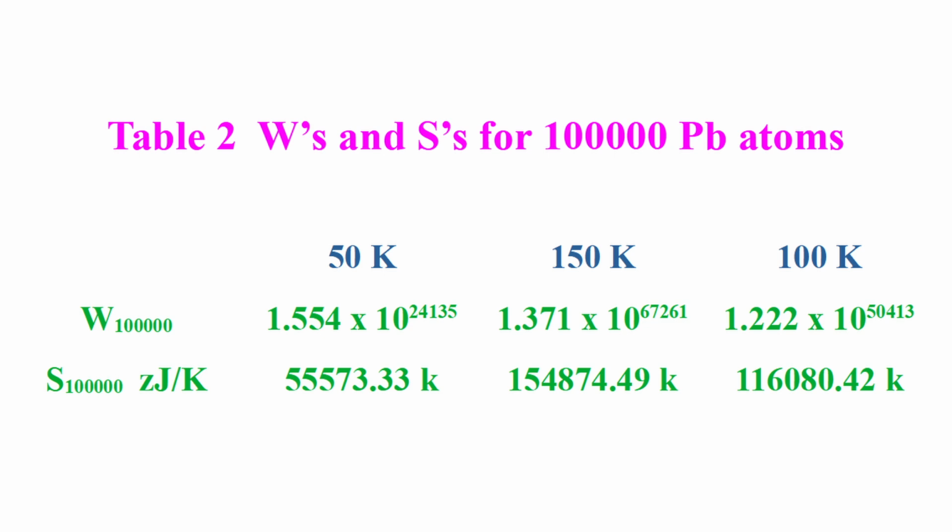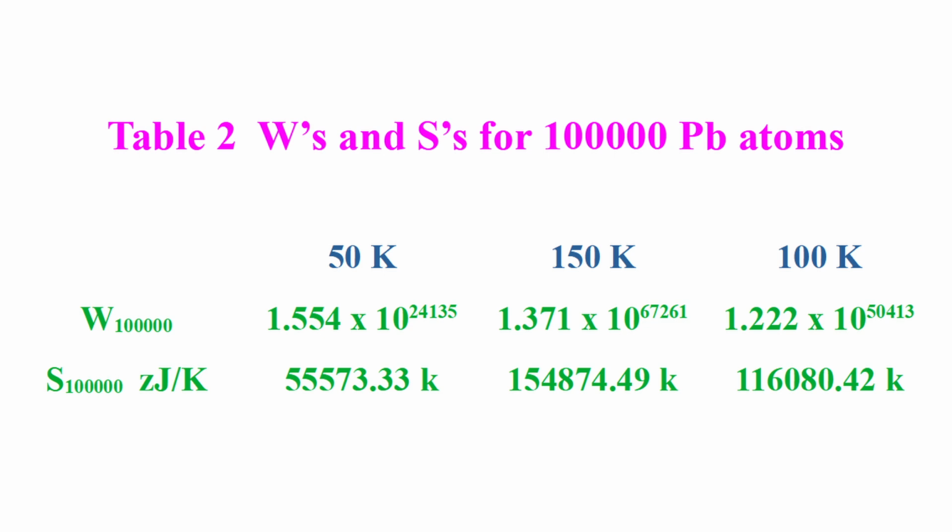It can be seen that as the temperature increases, the W value increases also. Without digressing here, we will discuss the reason for this always observed trend after we illustrate the second law. Therefore, the entropy S calculated using S equals k ln W also increases. And the W values can be seen to be astronomically large.